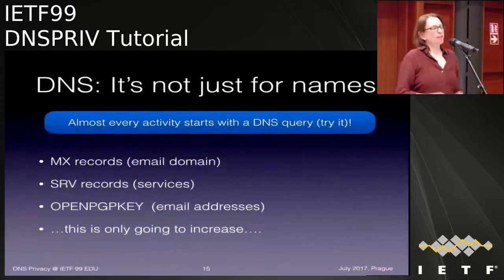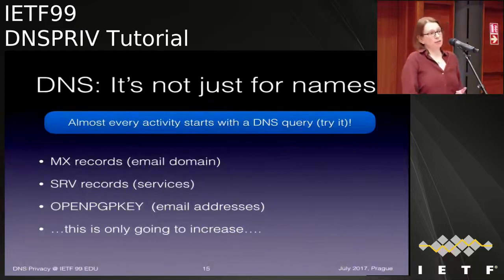But think about it, pretty much every activity on the internet starts with a DNS lookup. So it really isn't just for names. Try it. Fire up tcpdump and Wireshark looking at port 53 and just watch how much traffic goes out of your machine as you just surf around and send email. Because every time you send an email, you need to get an MX record. So that reveals the domains, email domains of the people that you're emailing.